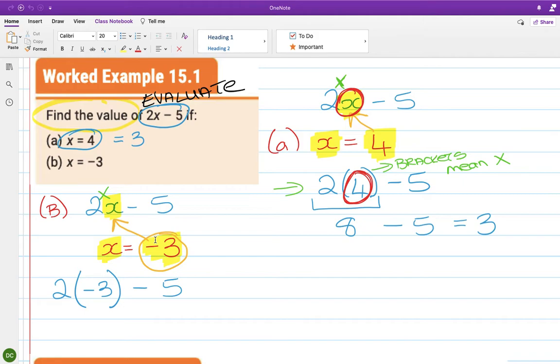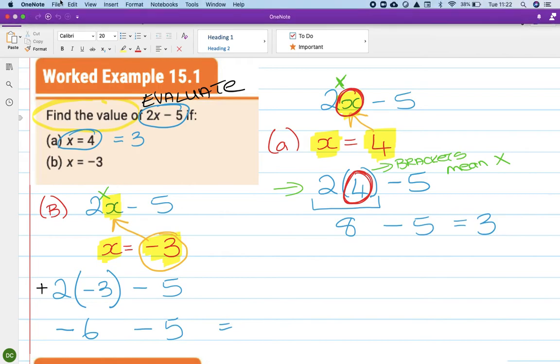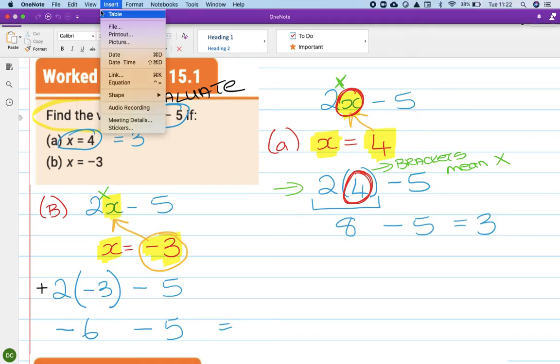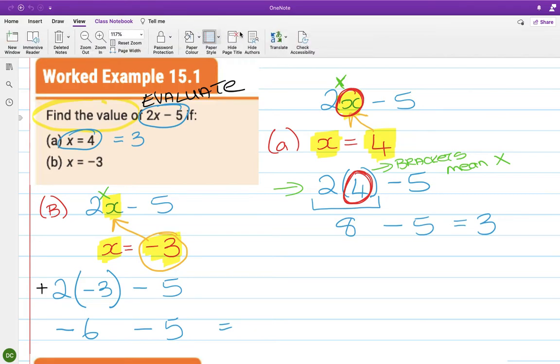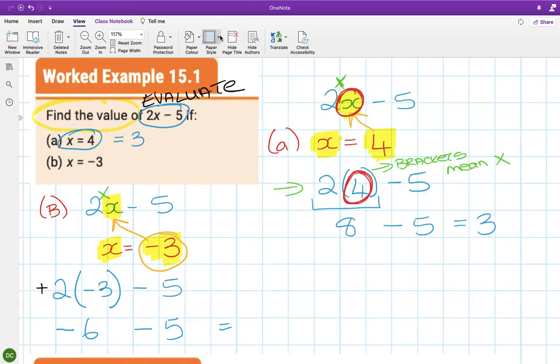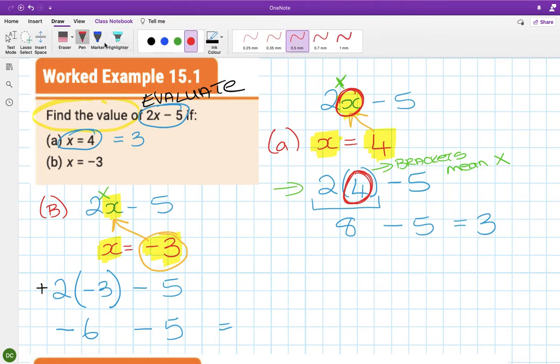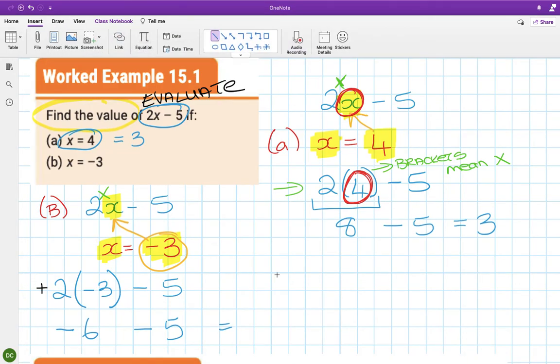So 2 multiplied by minus 3, the signs are different because remember this 2, if it has no sign, that means it's a plus. If the signs are different, that means it's minus. And 2 times 3 is 6. And then I still have my minus 5. Minus 6 minus 5. So if I, hang on. Smaller, sorry, hang on. This will make sense in a moment.